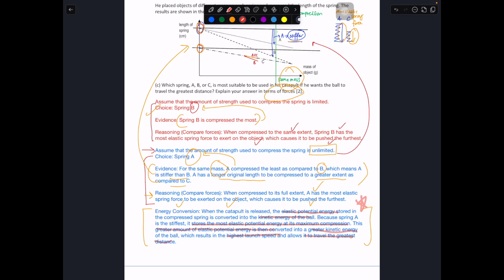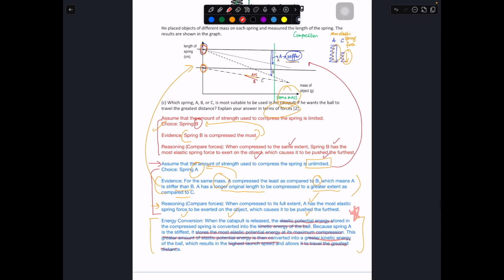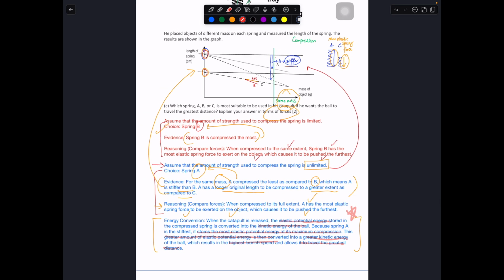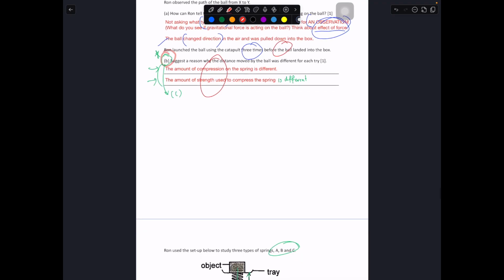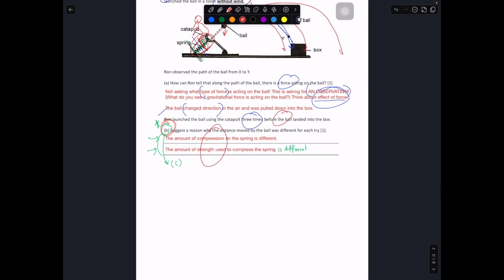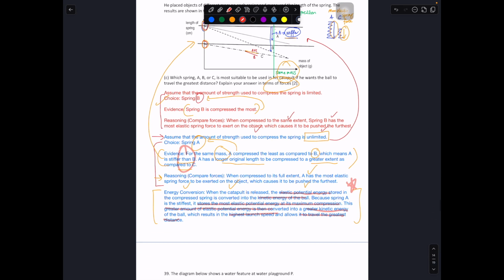For this part, maybe the setup of this question did not think about this part, because part B and part C should have linked together. From part B onwards, I can tell that the person has more or less unlimited strength when compressing the catapult and could have compressed to the maximum extent. So in this case, this is why I choose A, because A is the stiffest and it has a longer length. So the idea is that it is stiffer and it has a longer length.